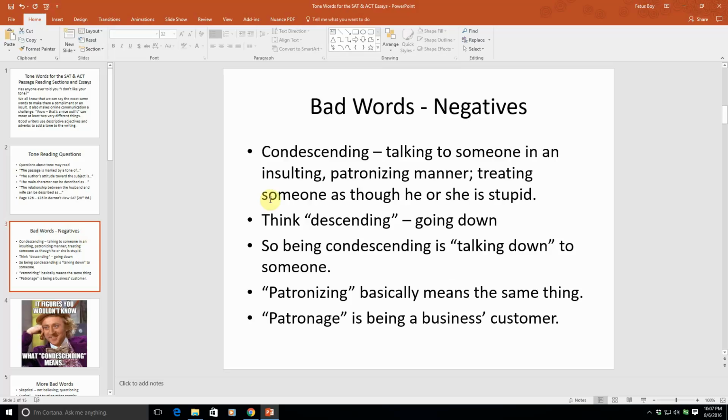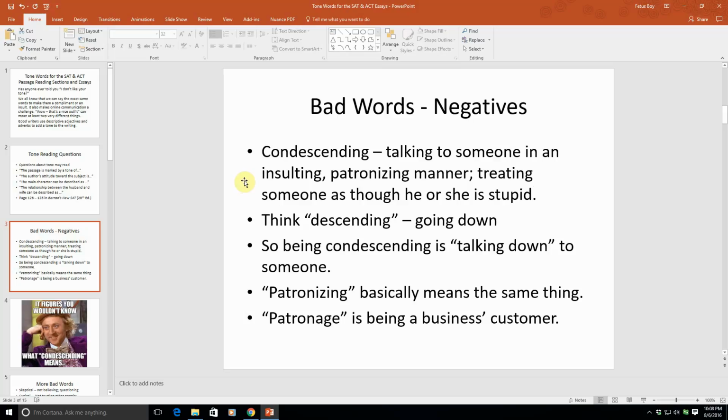So here are some bad words. These are usually negative in connotation, which is the tone of the word, and often negative denotation, the dictionary definition of the word. So condescending, that's talking to someone in an insulting, patronizing manner, treating someone as though he or she is stupid. So you can think descending. A descending staircase is one that's going down. Being condescending, you can think it's talking down to someone, or con also means with, so con could mean with down, so basically it's talking down to someone.